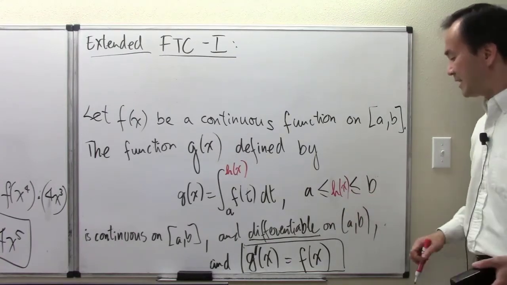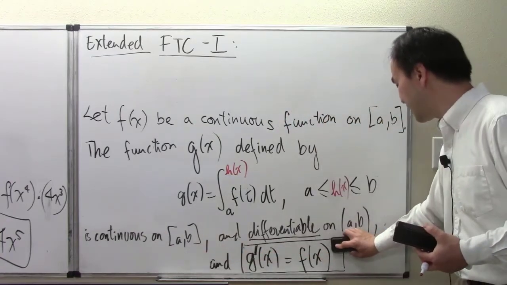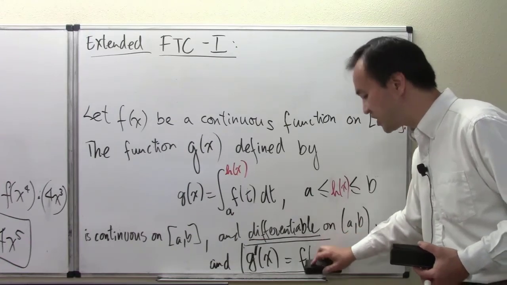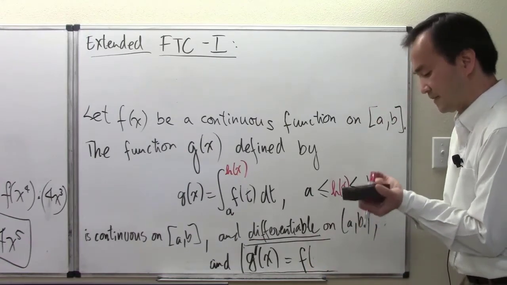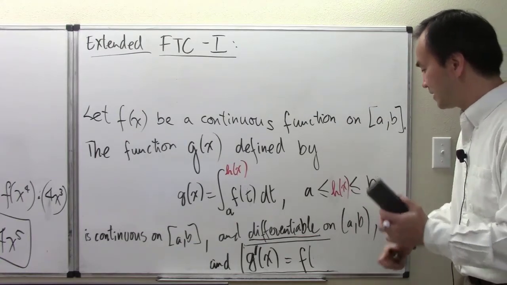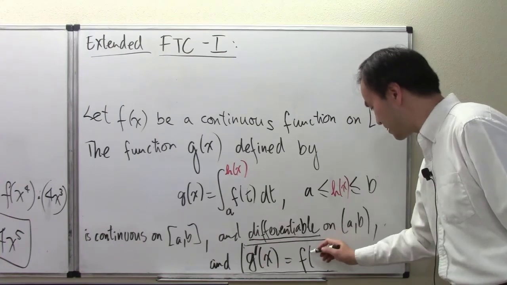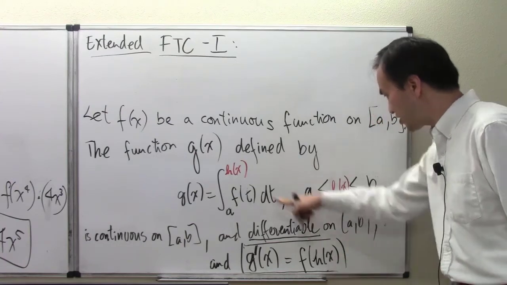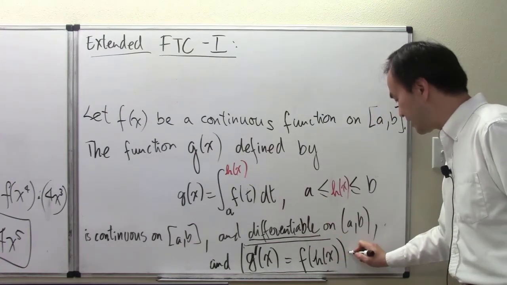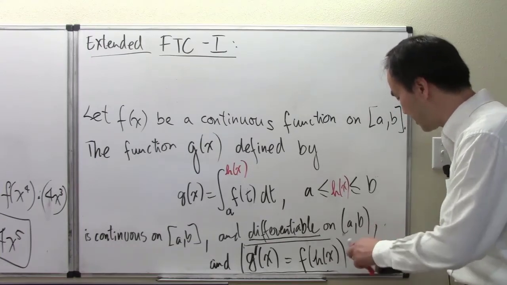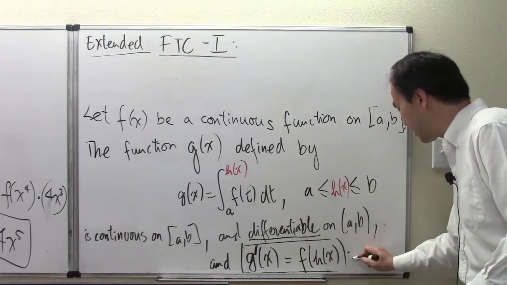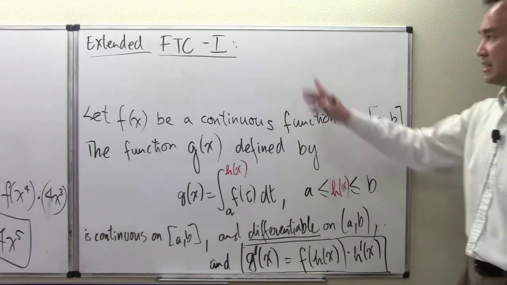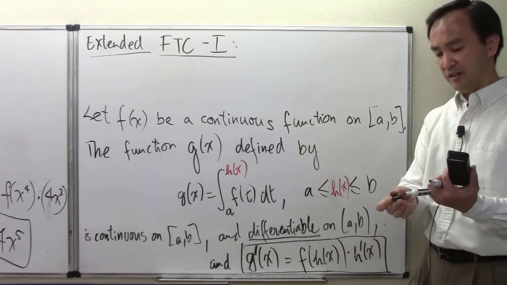Now this extended version says that taking the derivative of g will give me f at h of x. So we're putting h inside of our f function, and then the chain rule says we have to multiply by the derivative of the inside, and h is now our inside function, so it's h prime of x. That is the extended fundamental theorem of calculus, the first part.